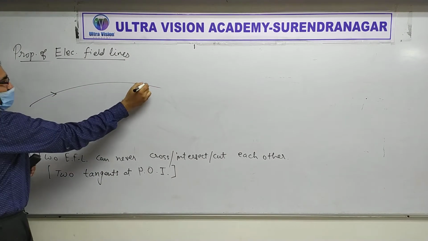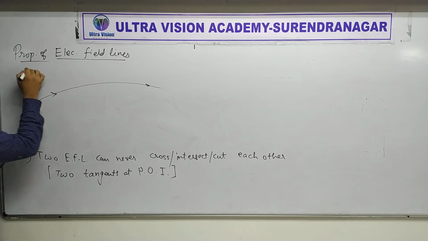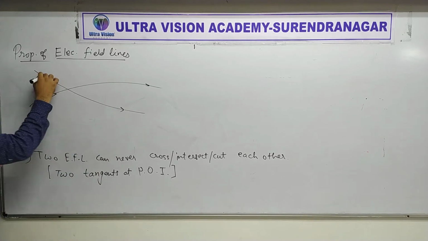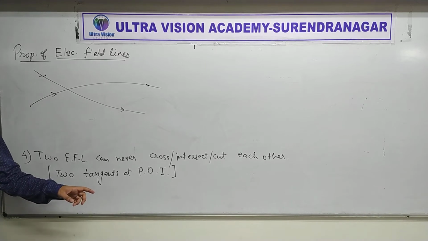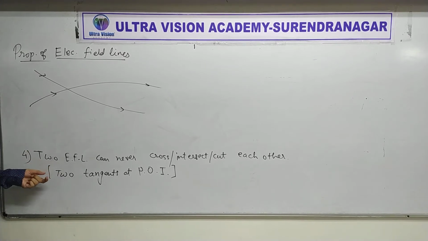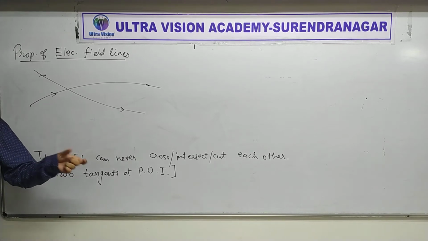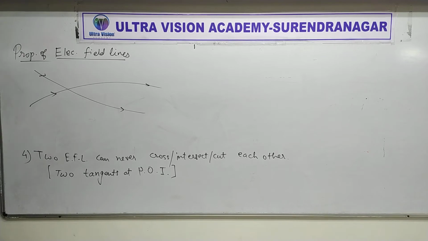So let's say this is one field, and suppose here is another. What would happen if they cross? That's what I have written here in the bracket. The problem is this. In the exam, write this in brackets. If this happens, we have two tangents at the point of intersection.